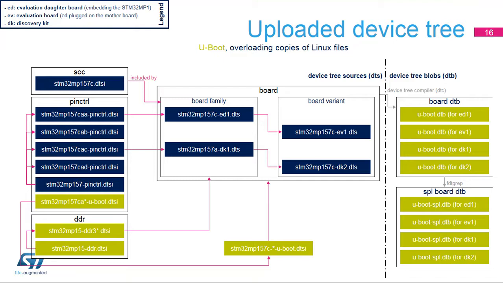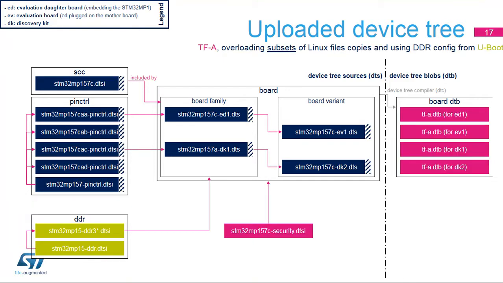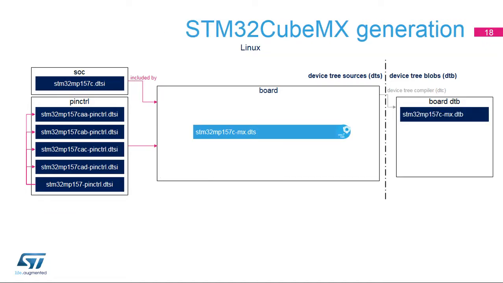On the right, the build process generates uboot.dtb and uboot.spl.dtb files for each board. Starting from a partial set of Linux device tree files content, this diagram shows what files are added in TFA, reusing DDR settings from U-Boot, and adding security peripherals configuration. As explained in previous slides, the STM32CubeMX tool can be used to generate STM32MP1 device tree files. Let's now see this more in detail, starting with Linux device tree file generation.